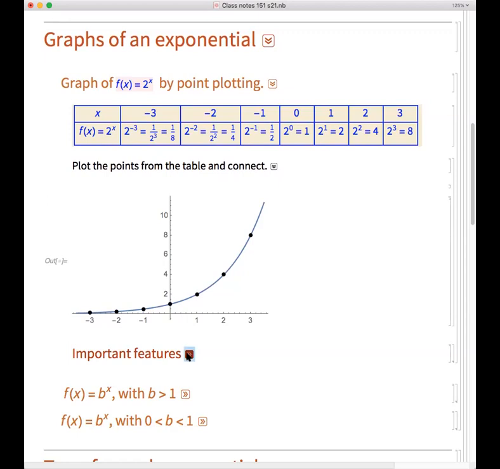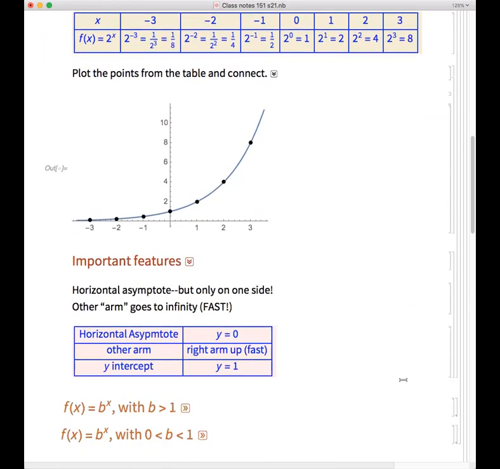Okay, so there are 3 important features that we're going to try to record for any exponential function. We want to record the horizontal asymptote, and for 2 to the x, the horizontal asymptote is y equals 0, aka the x-axis. It almost looks like the graph is touching, but that's an artifact of this plot. The graph never actually gets all the way down to y equals 0.